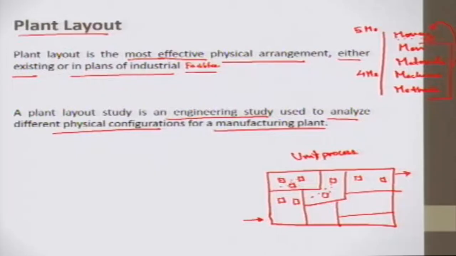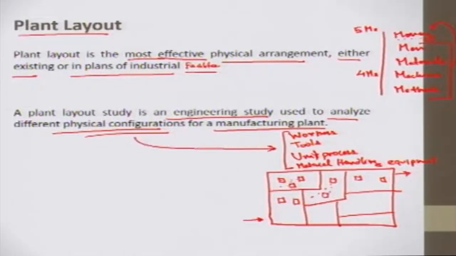So these are physical configurations: unit process, material handling equipment, then consumable tools. Also I can put workers here. So these are all physical configurations.